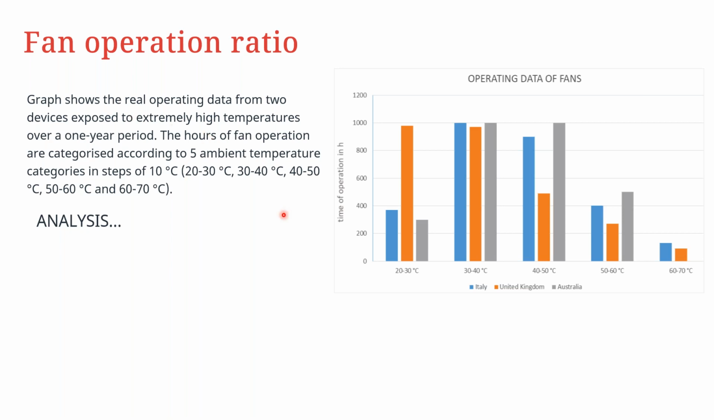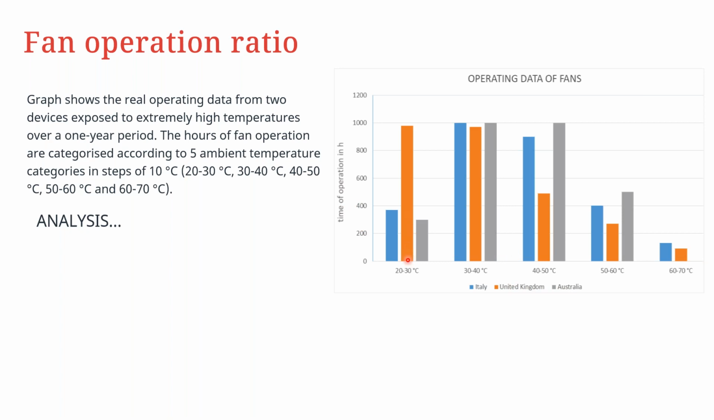And the hours of the fan operation were categorized into 5 ambient temperature categories, in steps of 10 degrees. As we can see, we have 20 to 30 degrees, 30 to 40, 40 to 50, 50 to 60, and then the very extreme of 60 to 70 degrees Celsius. These were systems in Italy, as we can see from the color codes here, the UK and Australia.